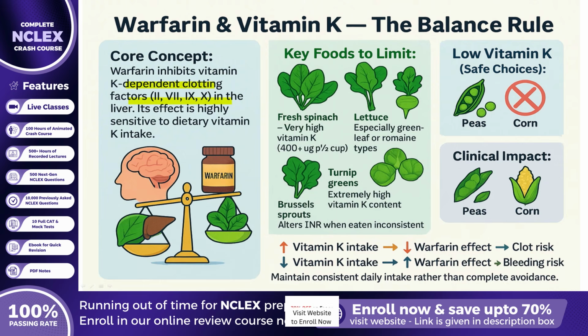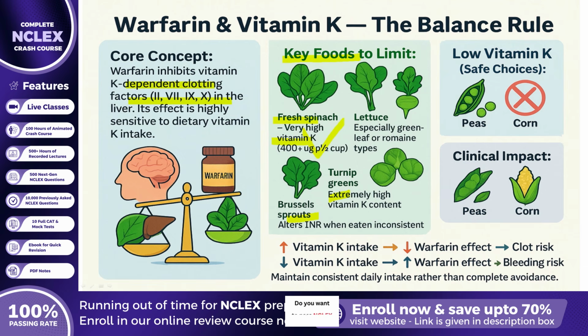Looking at each food choice in detail, fresh spinach is correct because it contains one of the highest levels of vitamin K, more than 400 micrograms in just half a cup of cooked spinach. Inconsistent intake can make INR levels fluctuate and reduce Warfarin's effectiveness. Lettuce is also correct, especially the green leafy types like romaine or green leaf lettuce, which contain significant vitamin K. Turnip greens are another correct choice, being extremely high in vitamin K. Large or irregular consumption can reverse the drug's intended anticoagulation. Similarly, Brussels sprouts are rich in vitamin K and can alter INR levels if consumed inconsistently.